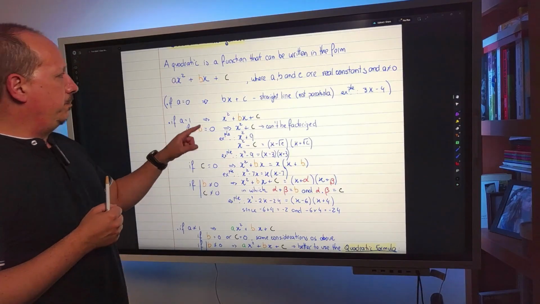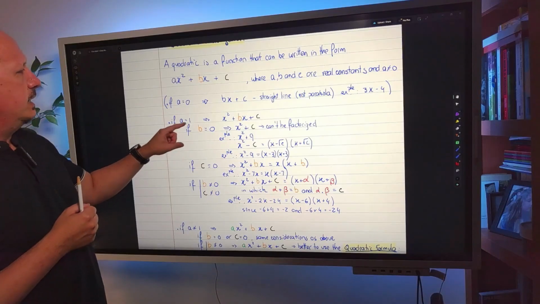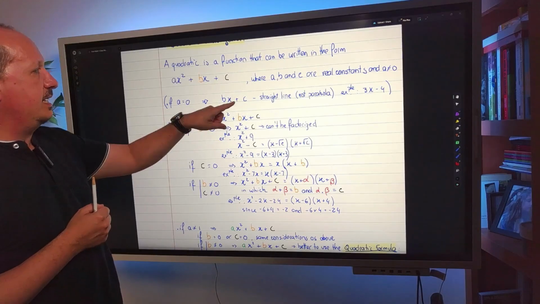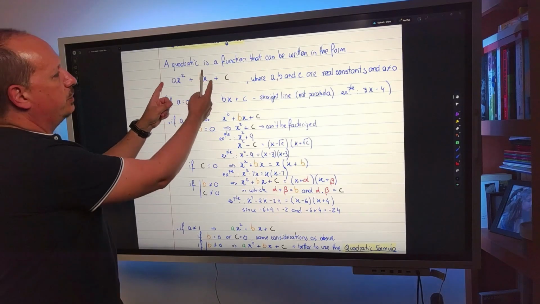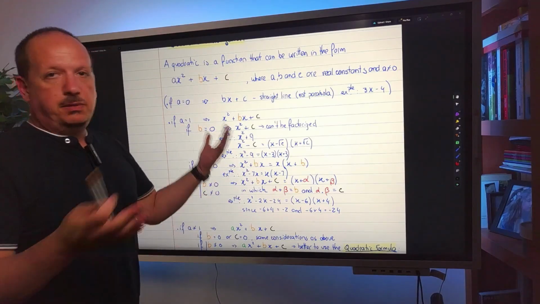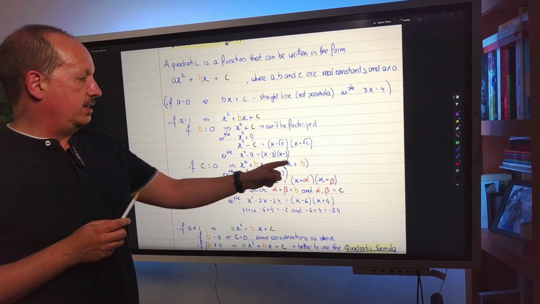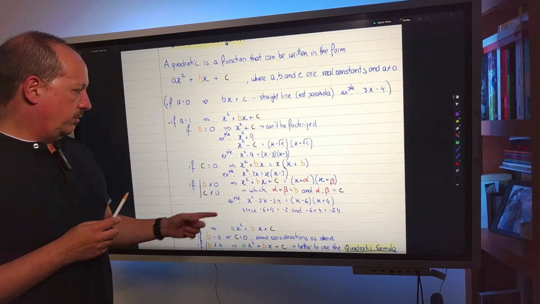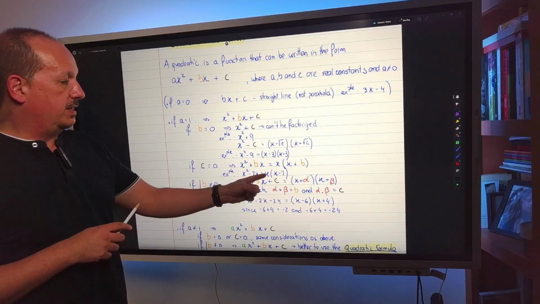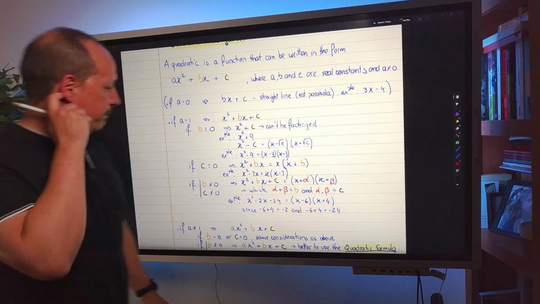Now, b is not 0, but c is 0. Then you are left with these two terms. You'll have x squared plus bx, b being whatever. This is very simple to factorize. Just factorize x, and this is what you'll have, right? For example, if you have x squared minus 7x, this is the same as having x times, open brackets, x minus 7, and that's it.